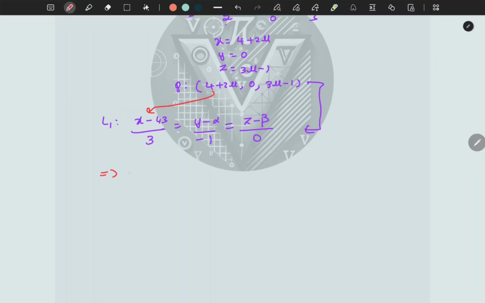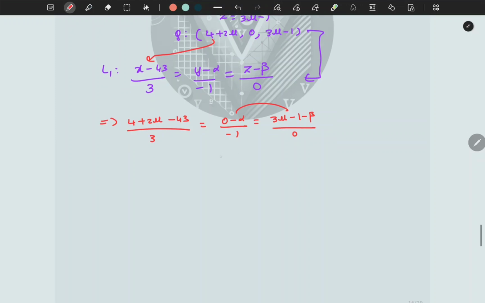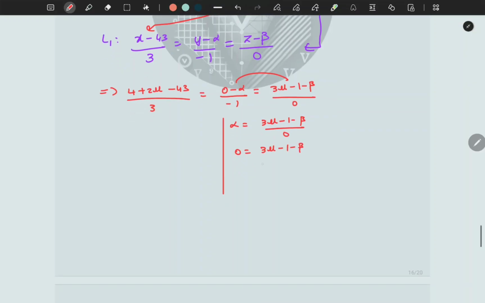So replace x with this value. So we get (4 + 2 mu - 43)/3 equals, instead of y I will write 0, and instead of z we will write 3 mu minus 1 minus beta, divided by this. So we can first equate these two. If I equate these two, I get 0 into minus alpha, so we get minus alpha by minus 1, which is alpha, equals (3 mu - 1 - beta)/0. Cross multiply, we get 0 equals 3 mu minus 1 minus beta. Fine. So we can say 3 mu equals beta plus 1.